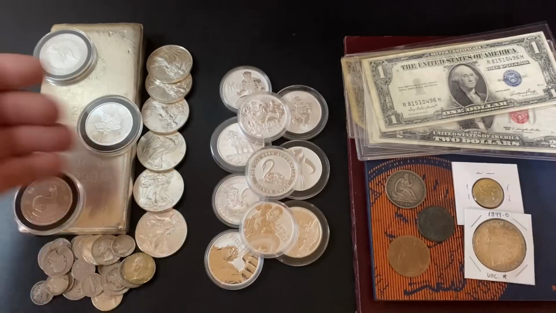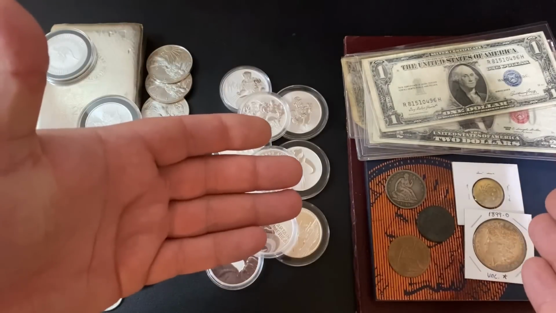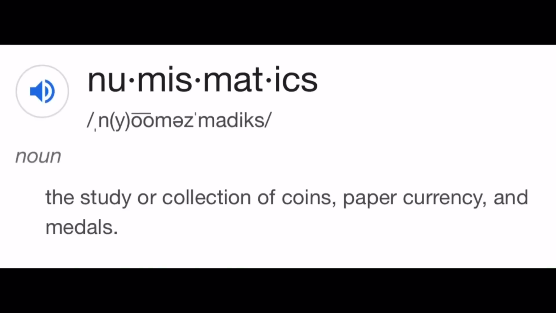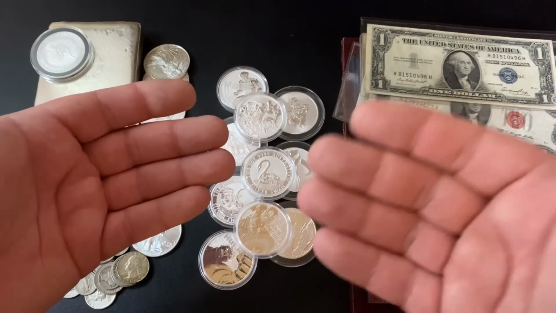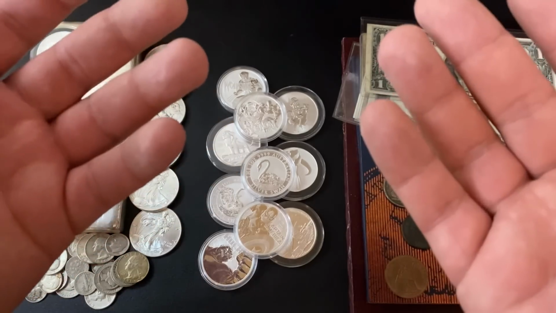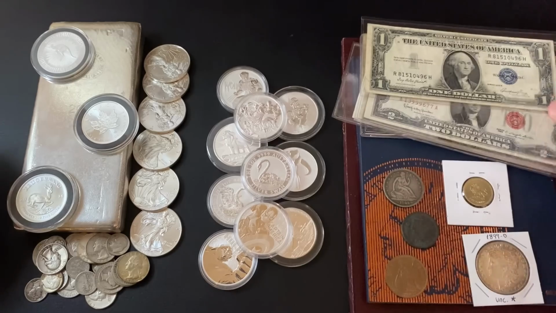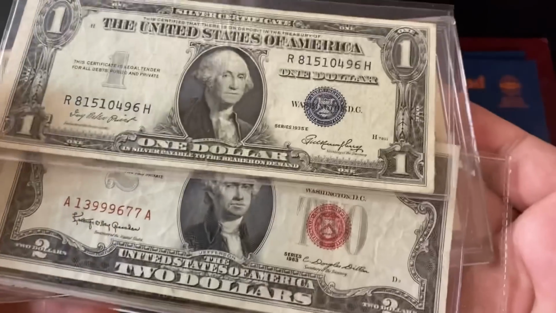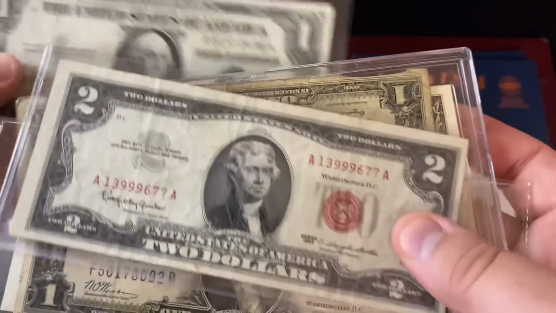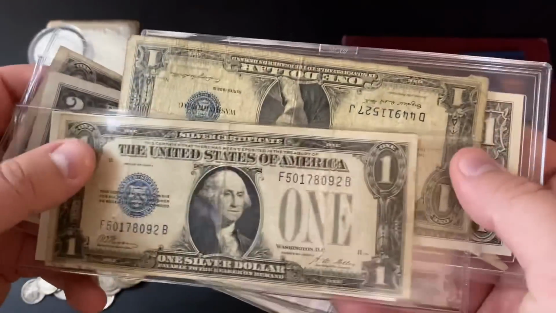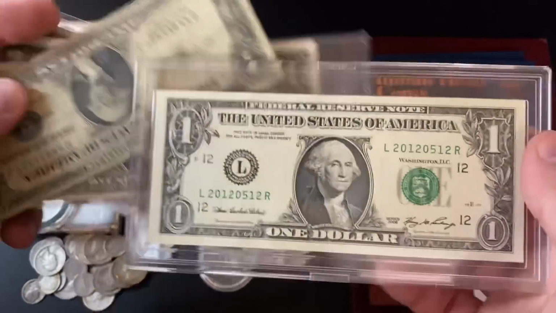Now let's talk about numismatics. The dictionary defines numismatics as the study or collection of coins, paper currency, and metals. The terms numismatist and coin collector are basically synonymous. However, numismatics don't just encompass coins, they do encompass paper currency as well. Now, here's a few examples. I'm not a huge collector of paper currency, but I do think it is fun.